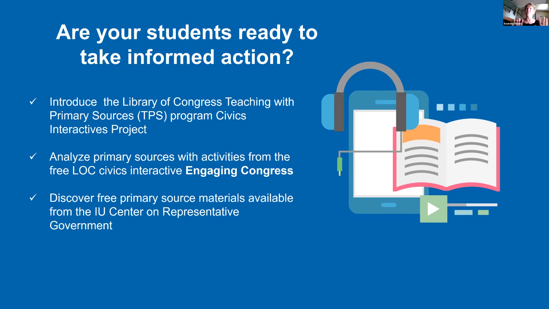So now that I've given you my whole soapbox speech, I'll talk about some more particular things about what we're going to do today. The Engaging Congress project is a part of the Library of Congress's Teaching with Primary Sources, or just TPS, project. They call it the Civics Interactives Project. And there are about 12 different civics interactives that they have funded. Now I don't want you all to get on your phones and go look for them right now, but please do go to loc.gov and look at the teachers page, and then look at the resources.